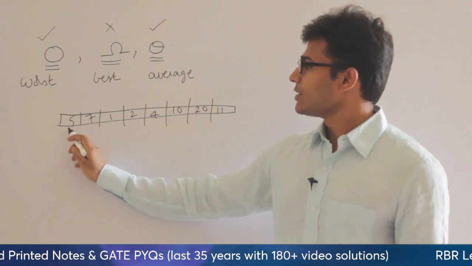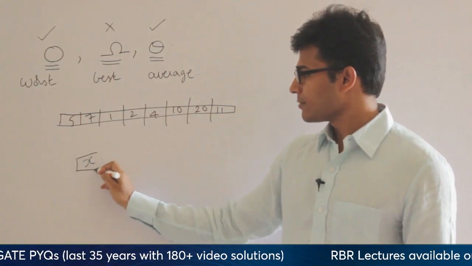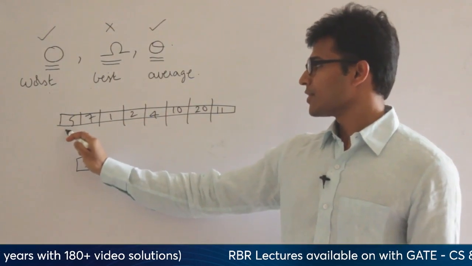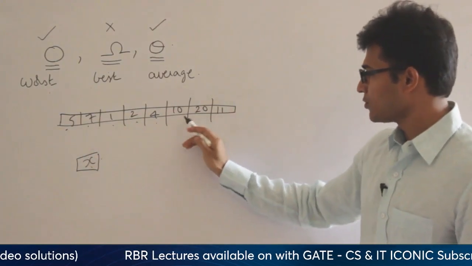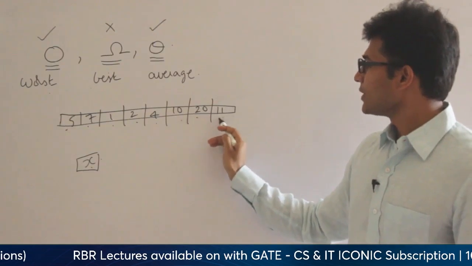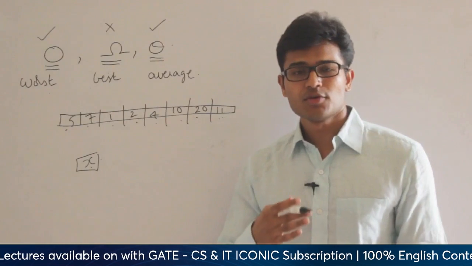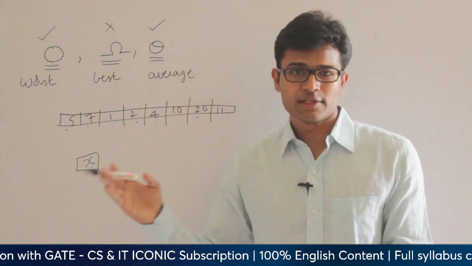Linear search means I'll compare. Let us say x is given and I want to find out whether this number x is in the array or not. Then I'll take x and compare it with the first element, second element, third element, fourth element. I'm going to do this sequential search, okay, linear search, which means I'm not going to go to any particular element. I'll go to all elements one after the other.